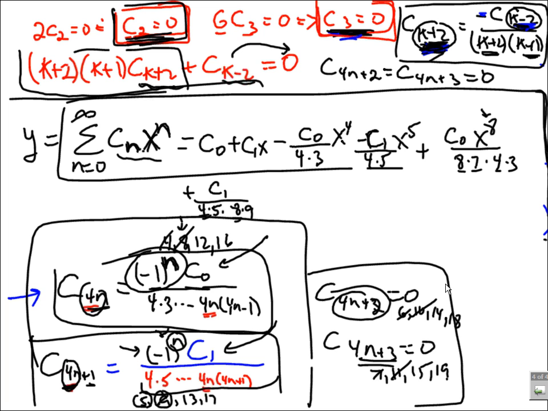Now we come to 12, which is 4 times 3. 12 is 4 times 3. The n is 3. Negative 1 to the 3 is negative 1 times C0. And we're doing 12. So it's 4 times 8 times 12. For the C0s, we always go down 1. 4 times 3, 8 times 7, 12 times 11.